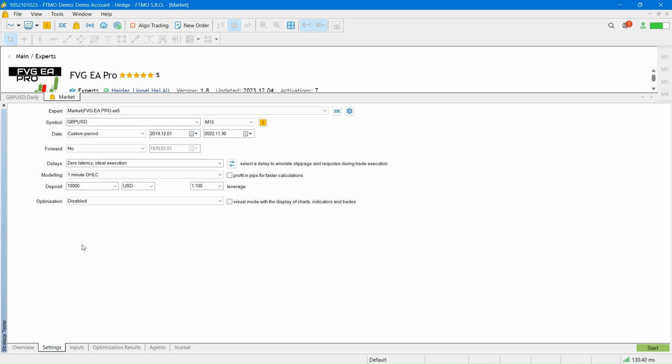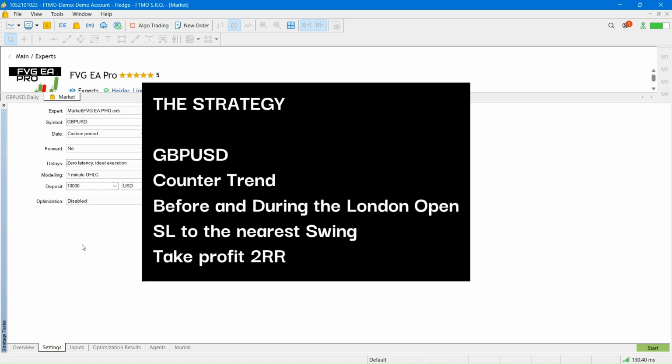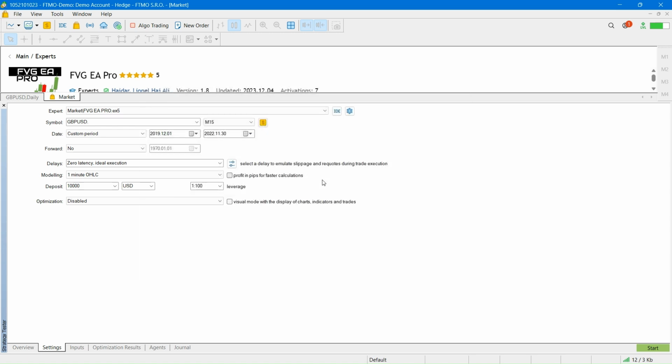But to start with, I'm not going to take every tick because I'm going to use a simple strategy. I know I'm trading GBP/USD counter-trend before or during the London Open session. I'm simply going to put the stop loss at the swing low or high, and a take profit of 2R. And that's it. I'm not going to activate break even, trailing stop, filters, or anything else. I'm just going to start with this simple idea.